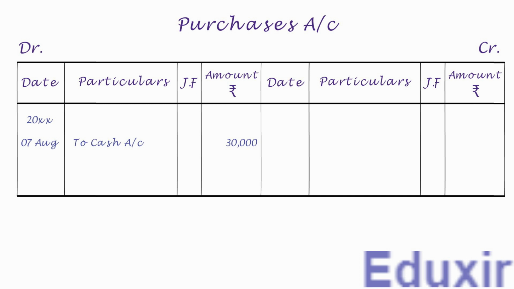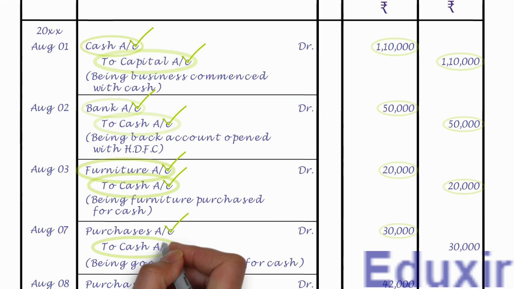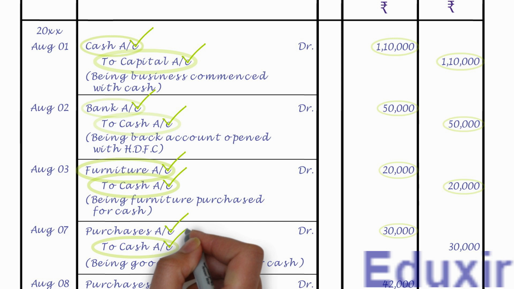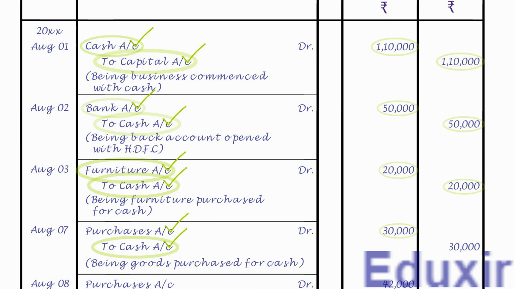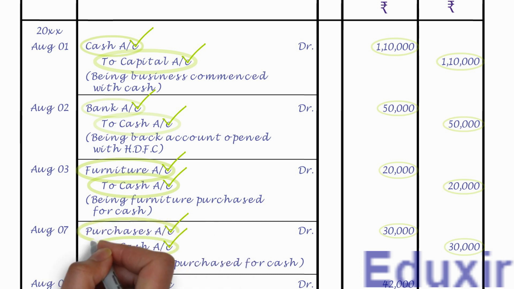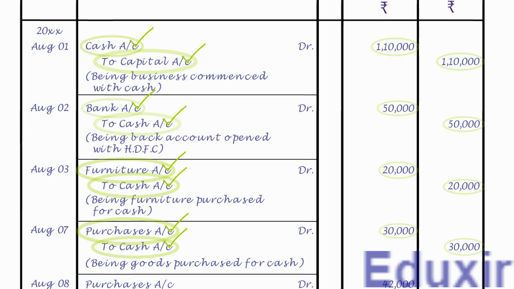Let us now take up the next entry. As the name suggests, it needs to be posted on the credit side of the cash account and the credit amount is 30,000 rupees. Note that the details that need to be posted into the particulars column is purchases account. As we already have the cash account, let us now post this entry into that account.